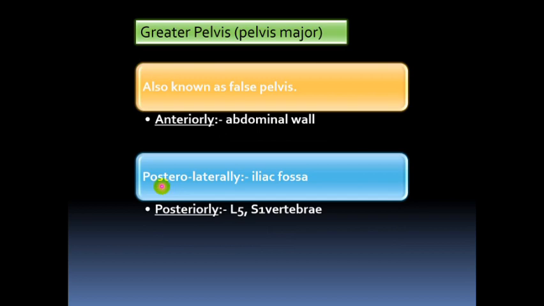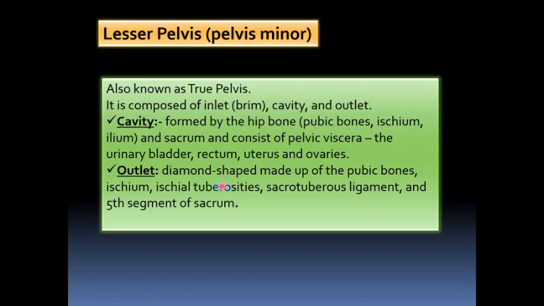The false pelvis is also known as the pelvis major or the greater pelvis, and this type of pelvis is bounded anteriorly by the abdominal wall, posterolaterally by the right and left iliac fossa, while posteriorly by the 5th lumbar vertebra and the 1st sacral vertebra. For that reason, usually the false pelvis is mainly related to the abdomen and has nothing to do with obstetrics, while the most important part is the true pelvis, or what is called the lesser pelvis or pelvis minor.